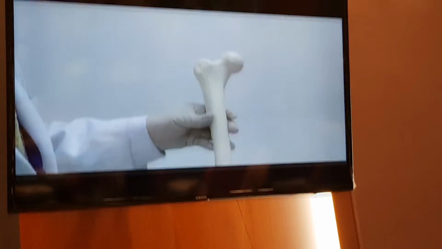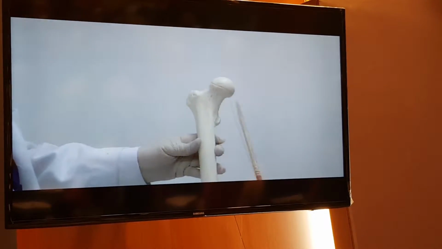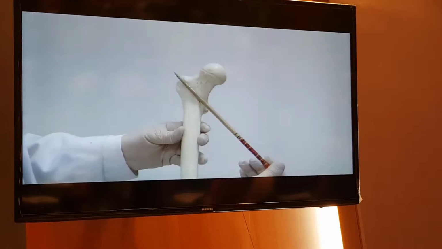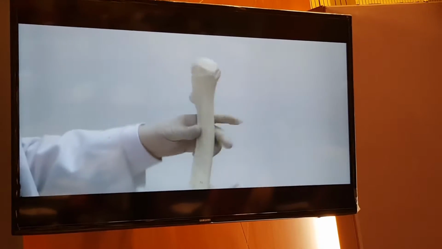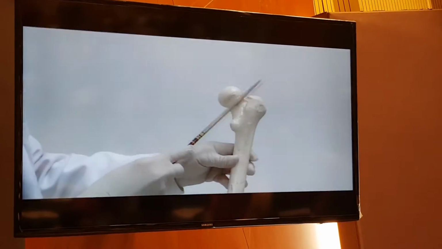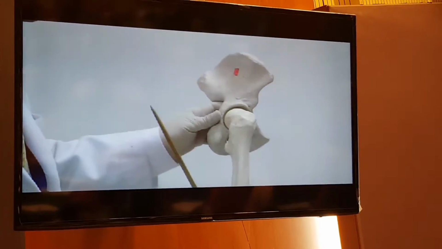The capsule of the hip joint anteriorly reaches up to the intertrochanteric line, but posteriorly the neck only. It is attached like this. Okay, it is attached like this. Okay. Now we are going to talk about the knee joint.